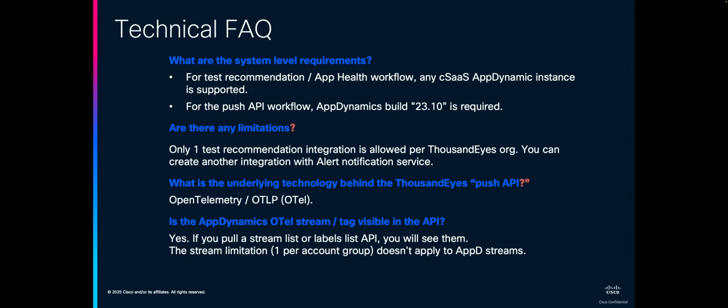And then in the AppDynamics OTel stream, are tags visible in the API? Yes. If you pull a stream or a list, the labels of the list API, you will see them. But there is one per account group. So again, it's kind of associated with the account that you're using for.